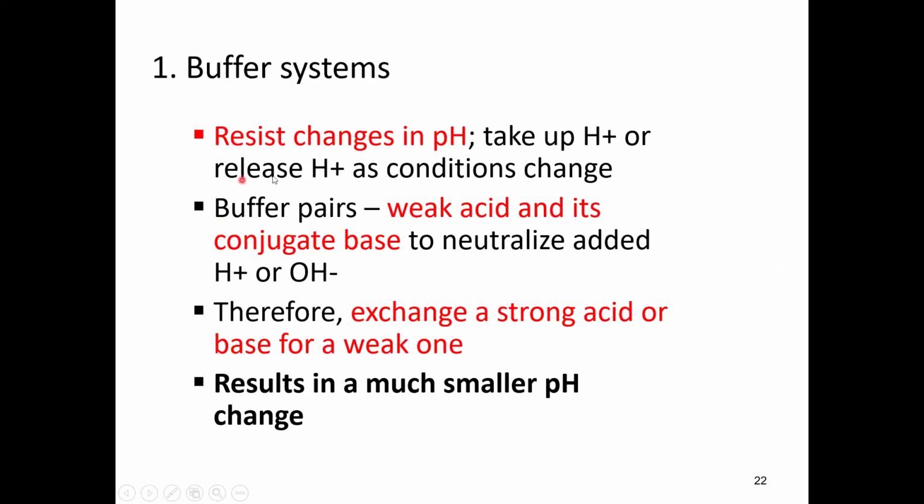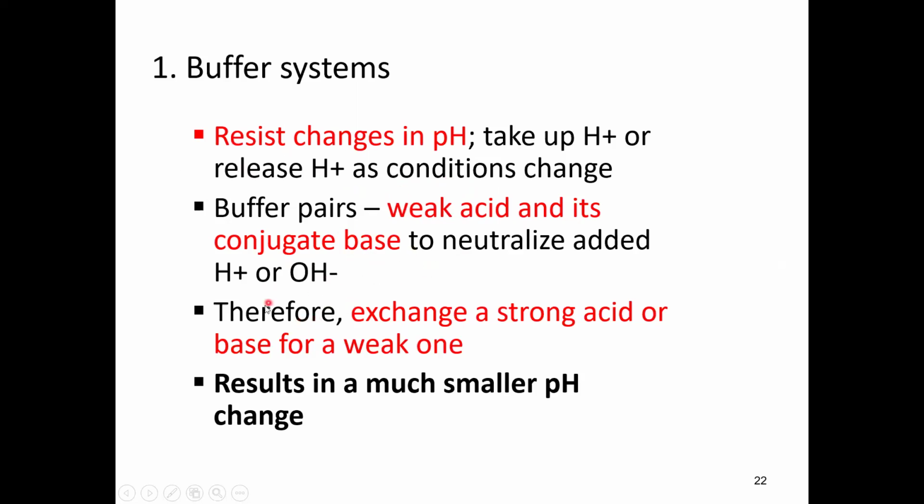Because they are made up of the pair of a weak acid and its conjugate base. So if more and more hydrogen ions are produced, the weak acid accepts hydrogen ions to become a strong acid and maintain the pH. And its conjugate base, when there is less acid and less hydrogen ion concentration, is going to maintain the pH by adding OH ions.